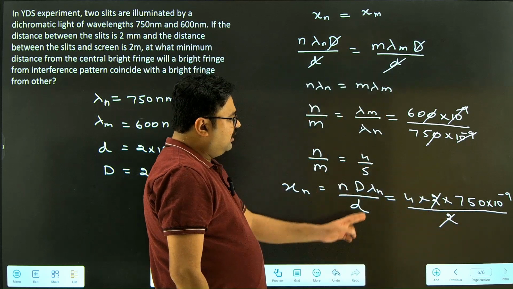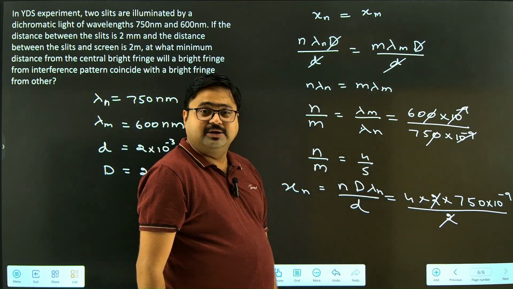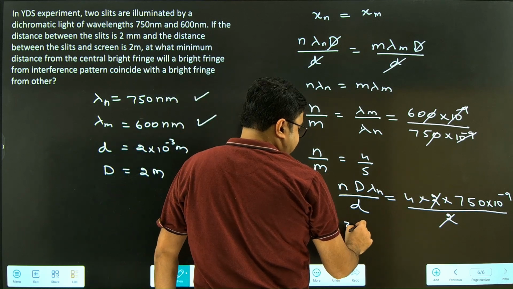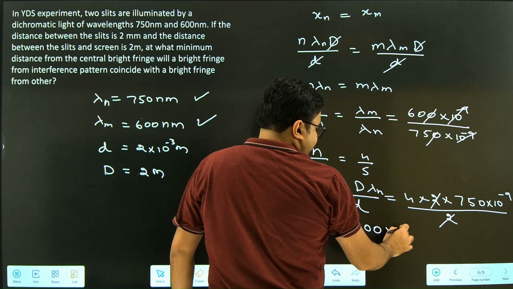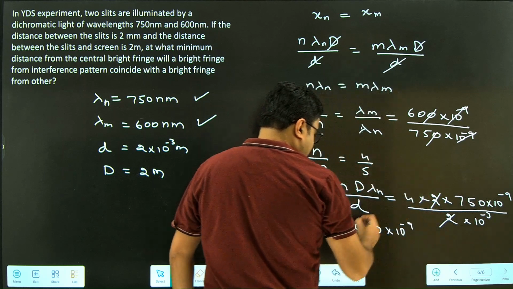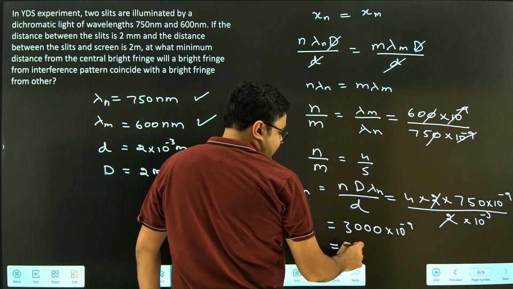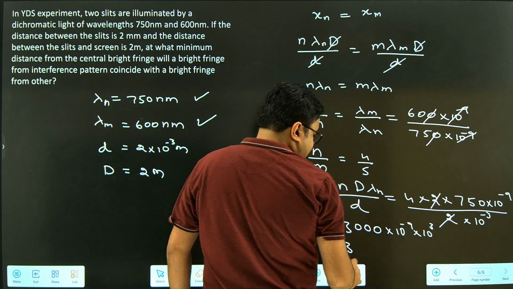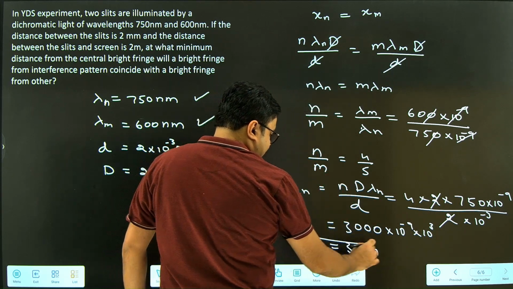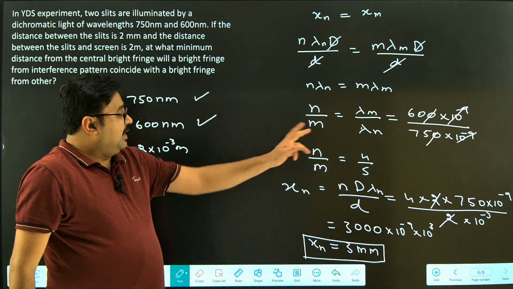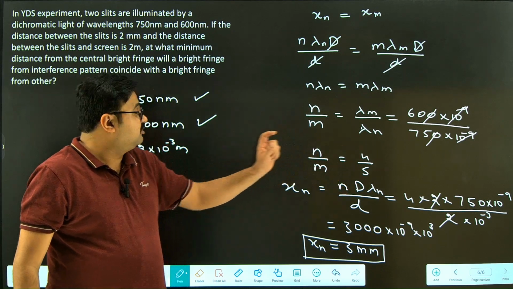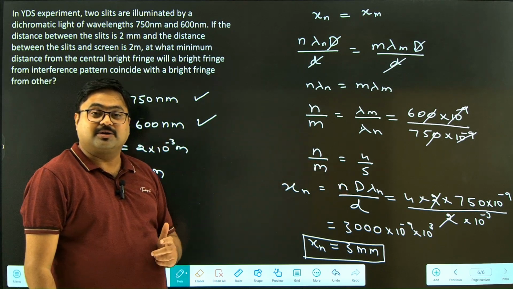This gets cancelled, and you will see that this is 4 into 750, that's basically 3000, right? 3000 into 10 to the power of minus 9, and there is 2 into 10 to the power of minus 3 that I missed out. So simplify this and you should get 3 millimeter, and there is a 10 to the power of 3 here. 3 millimeter is the answer. So at a distance of 3 millimeter, the fourth bright fringe of 750 nanometer will coincide with the fifth bright fringe of 600 nanometer, and that's the answer to that question.